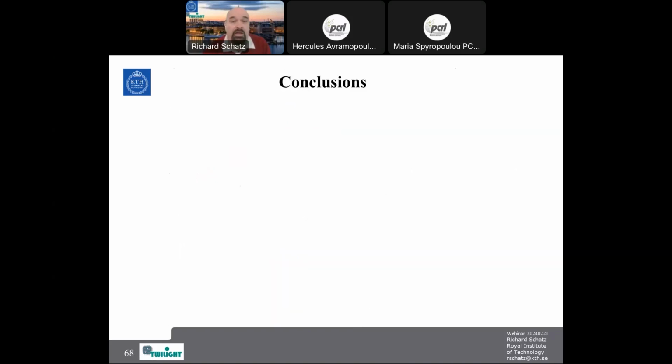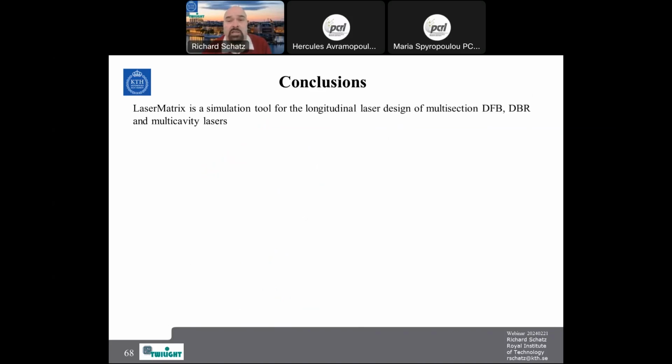And then I come to the conclusions here before the demo. So LaserMatrix is a simulation tool for longitudinal laser design of multi-section DFB, DBR, and multi-cavity lasers.